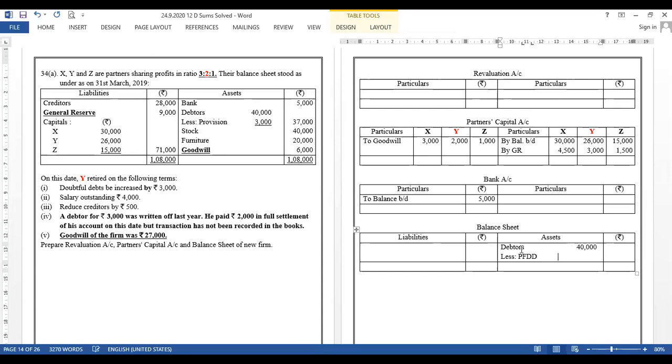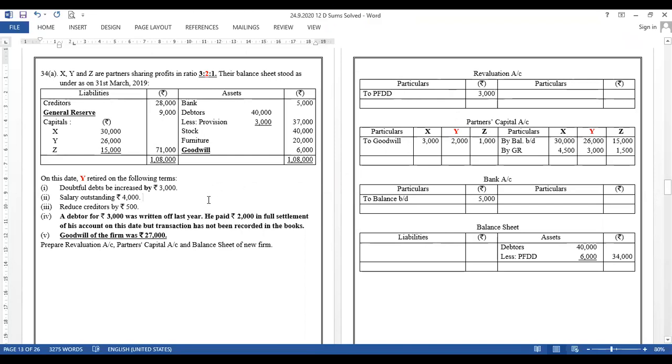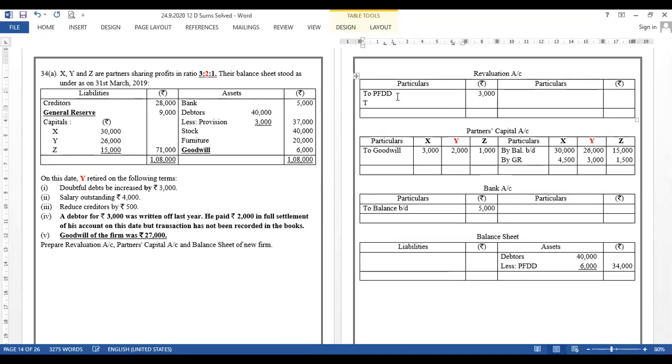provision for doubtful debts. How much amount should I write over here now? It will be 6,000 because the provision has to be increased by 3,000. It's a loss for us, the increased loss. Net value is 34,000. Let me write here provision for doubtful debt rupees 3,000. Salary outstanding is rupees 4,000. That is also a loss. Salary outstanding, rupees 4,000. Salary outstanding is a liability, so let me write it on the liability side as well. Outstanding salary rupees 4,000.